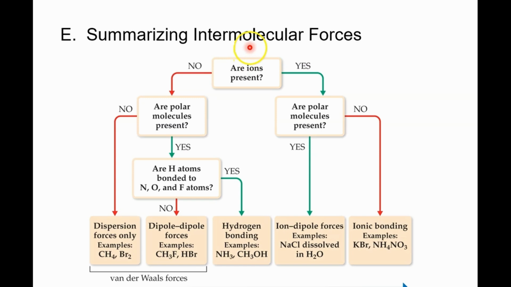Let's do methanol. Are ions present? No. Are polar molecules present? Yes. Are hydrogen atoms bonded to nitrogen, oxygen, or fluorine? With methanol, that would be a yes. So we have hydrogen bonding. And then finally, some molecules with dipoles. Are ions present? No. Are polar molecules present? Yes. Do we have a hydrogen bonded to a nitrogen, oxygen, or fluorine? No. So that's just going to be dipole only. And then the last thing we just looked at, like sodium chloride dissolved in water. Are ions present? Yes. Are polar molecules involved? Yes.